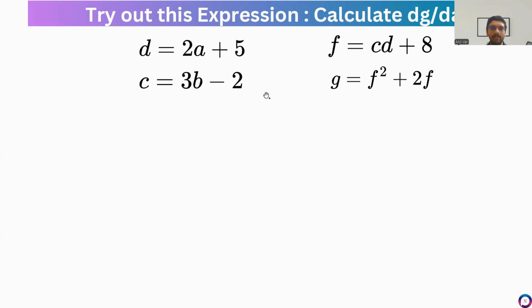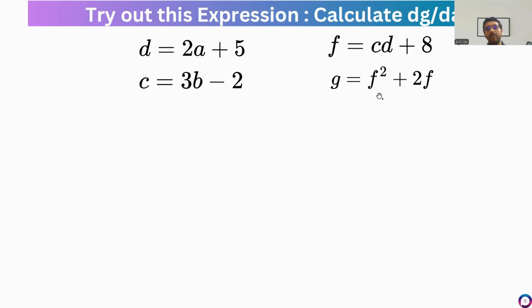We've already looked at an example there, where we were trying to show why substitution is complicated. Well, here's a good one. D is 2a plus 5. Generally we use a, b, c, d as constants, but in this case I'm using them as variables, right? So D is 2a plus 5. C is 3b minus 2. F is C times D plus 8. And G is now F squared plus 2F. So fairly complex, and I want the derivative of G with respect to A.